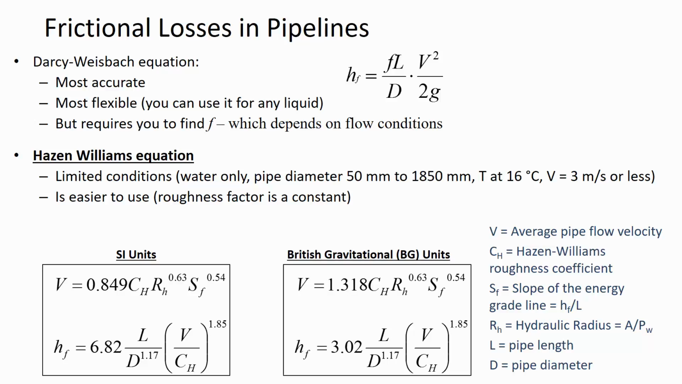And you can see that there's a different formulation of the equation if you're working in the traditional British gravitational units, because the C sub h values are still the same, but you'd be putting in units of feet into the hydraulic radius instead of meters, and units of feet into the length instead of meters, and so on.